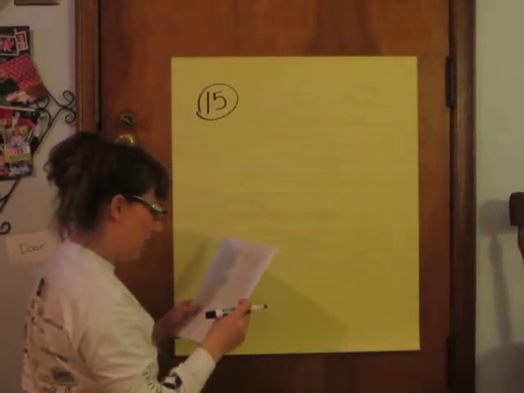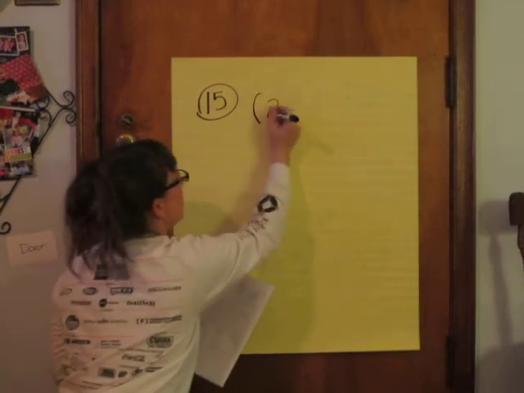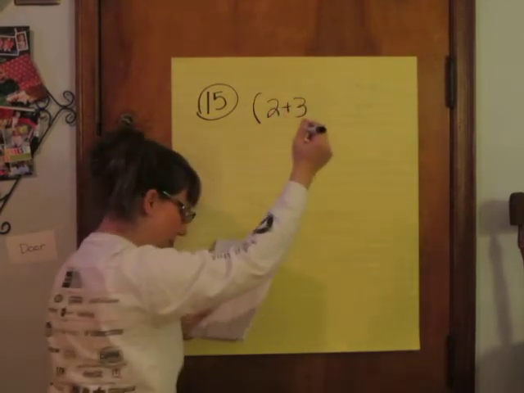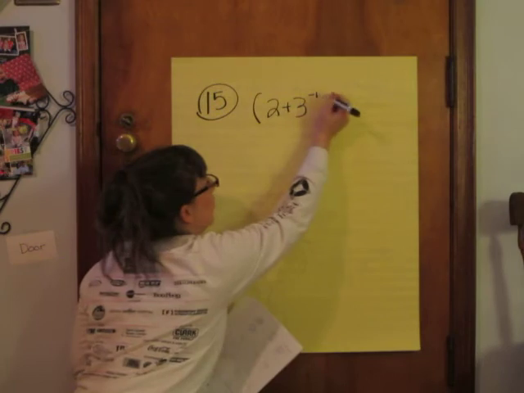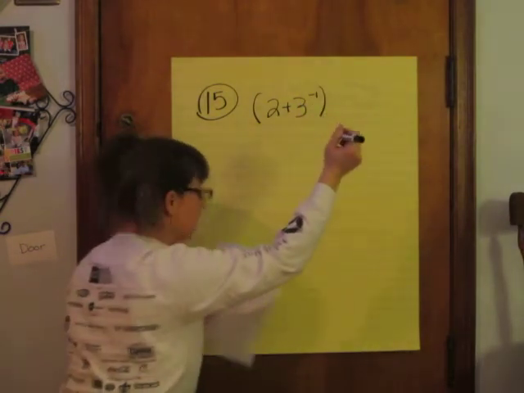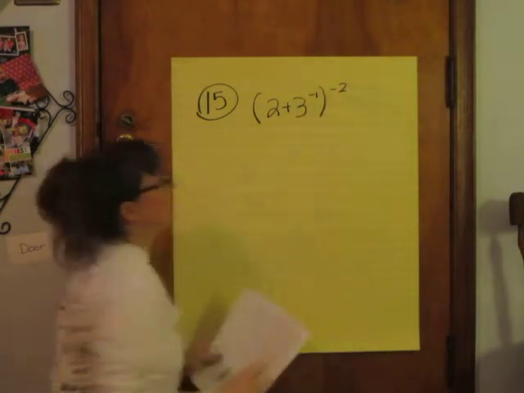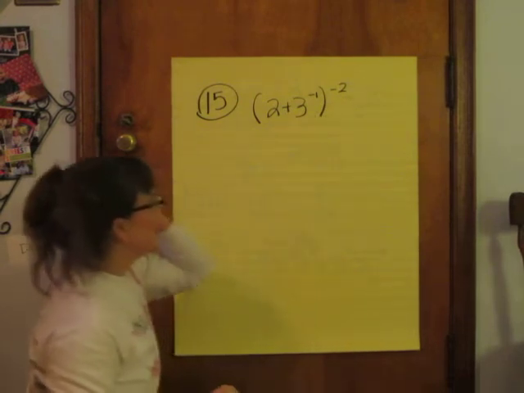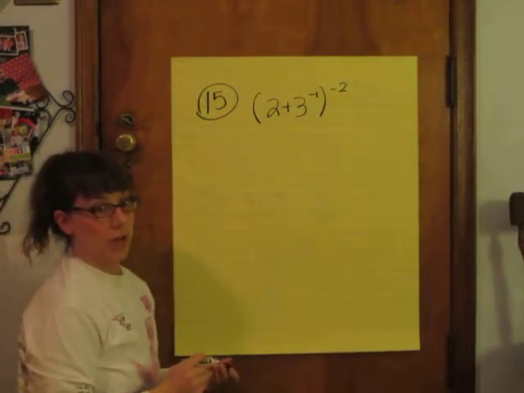And 15 is 2 plus 3 to the negative 1, all to the negative 2. Okay? All right. Weird, right?